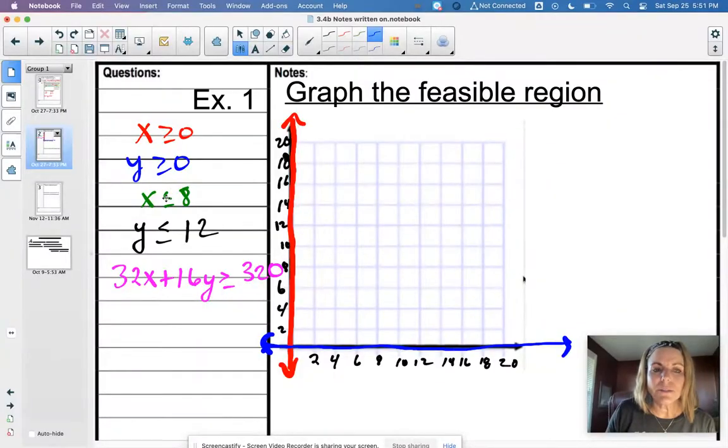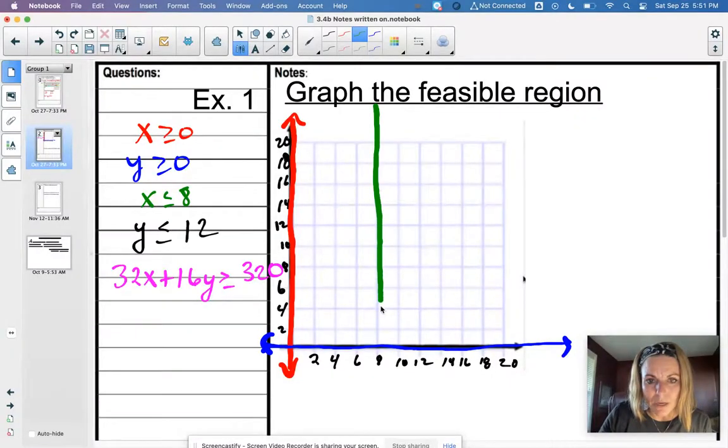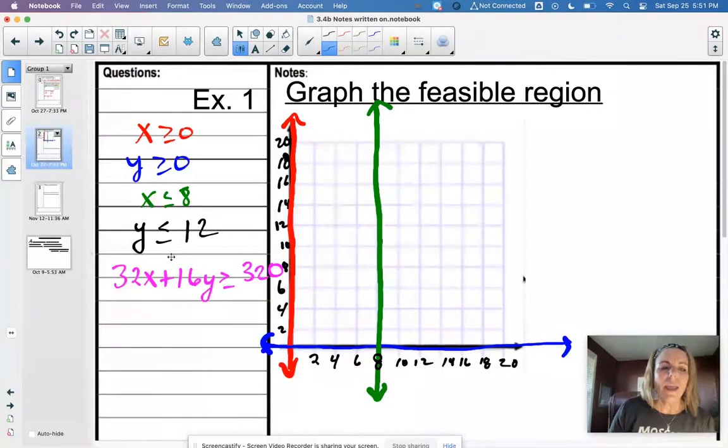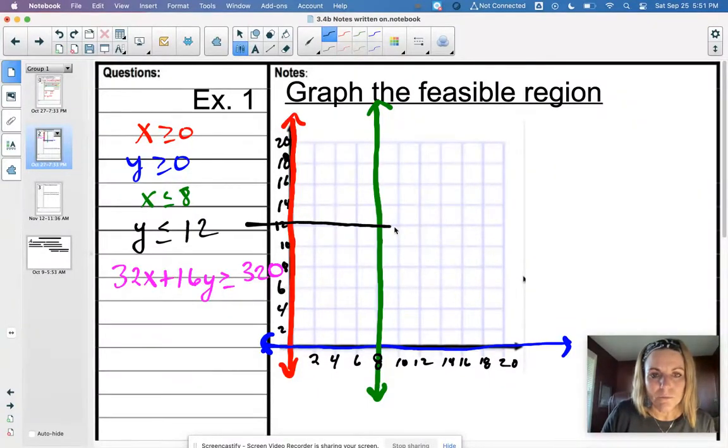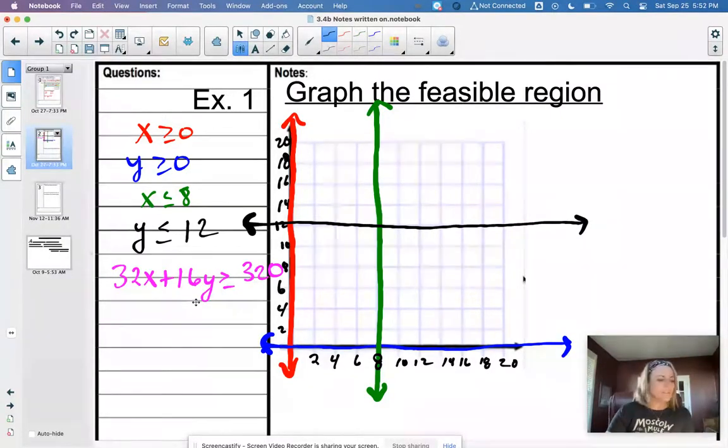I know that x equals 8, or x less than or equal to 8. That's going to be a vertical line at 8 because x is always 8. So that's going to go like this. I'm trying to make it as straight as possible. Okay, so that's 8. And this line, the y equals 12, that's a horizontal line at 12. There we go. So the last thing we have to do is graph the pink line.